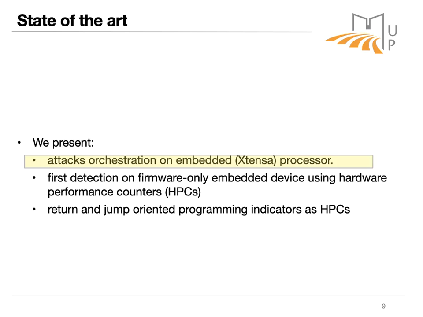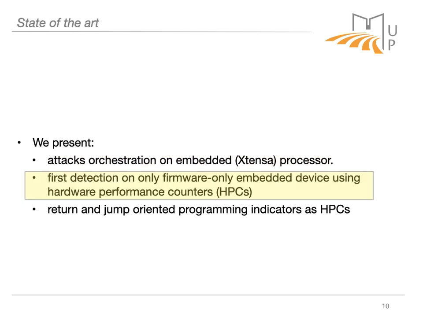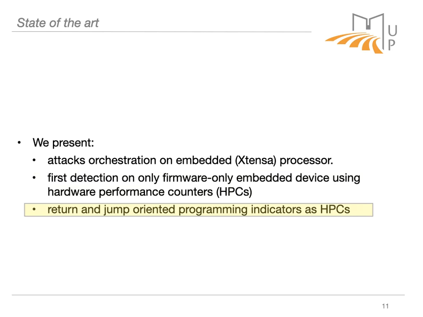Therefore, in this paper, we present attack orchestration on an embedded processor. We also present the first detection on firmware-only embedded devices using hardware performance counters. And lastly, we present hardware performance counters that can serve as indicators of return-oriented programming attacks and its variant called jump-oriented programming on an embedded processor.